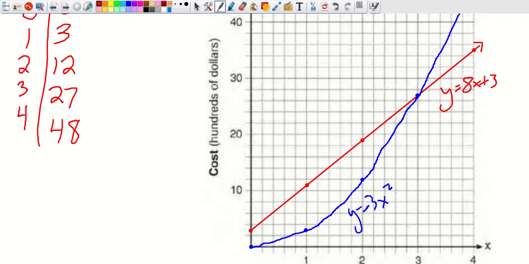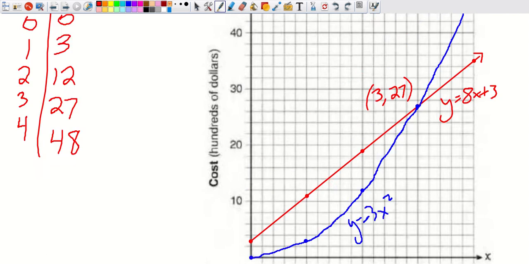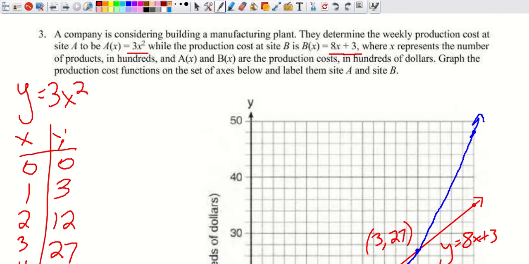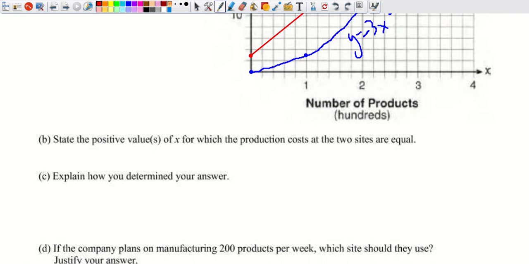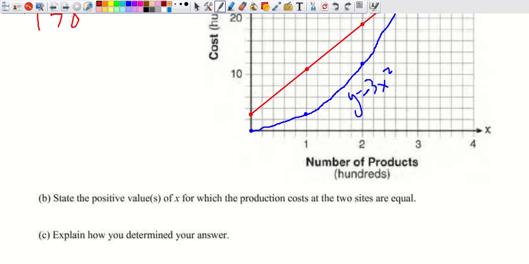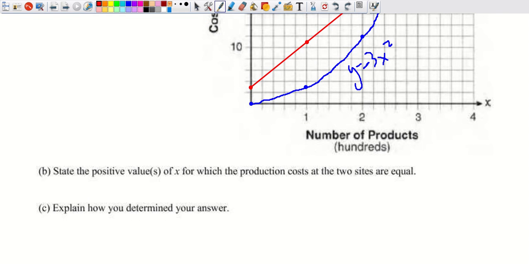Remember, we have to label the intersection here. So we're going to label this as 3 and 27. And remember, each of these points represents something, right? 27 is the cost in hundreds of dollars. So it's $2,700. And 3 is the number of products. All right. So when it says, below, state the positive values for x which the production costs at the two sites are equal, the x value would be 3. So 3.